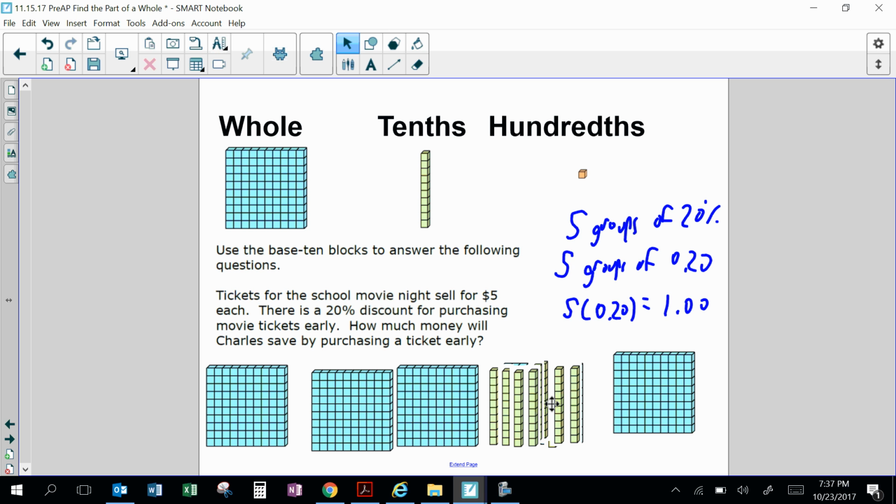So again, how did I do this with base 10 blocks? There are 5. Each whole represents $1. 1, 2, 3, 4, $5. And you save 20% of this, 20% of this, 20%, 20%, 20%. If you add up 20%, 20%, 20%, 20%, 20%, that's 100% of a whole, which is $1. Next example.